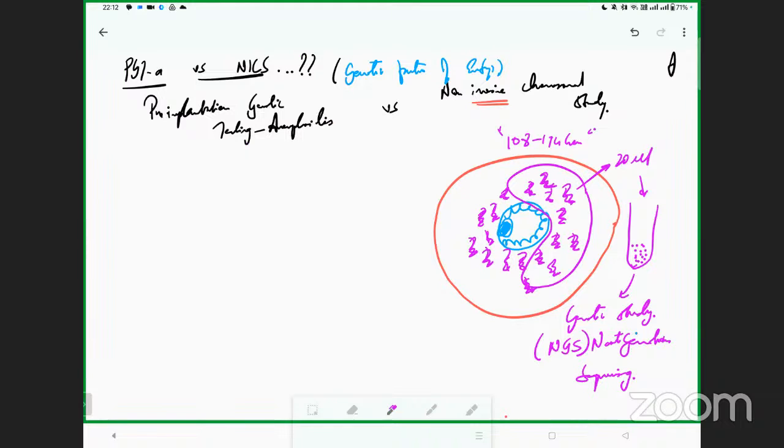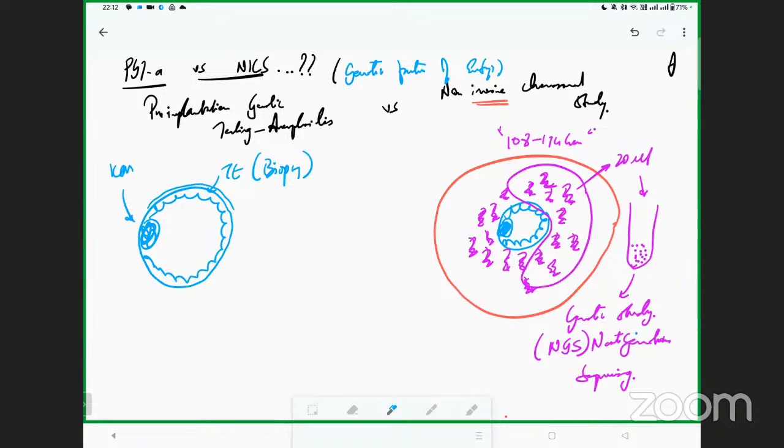All right. Compared to that, what are you going to do in a PGT-A is that, let's say if this is your blastocyst embryo, which is growing here, okay, and you want to take a biopsy, basically, the blastocyst embryo is going to consist of an inner cell mass and a trophectoderm. So PGT-A is also referred to as trophectoderm biopsy. So what you are going to do is you have a zona which is surrounding this.